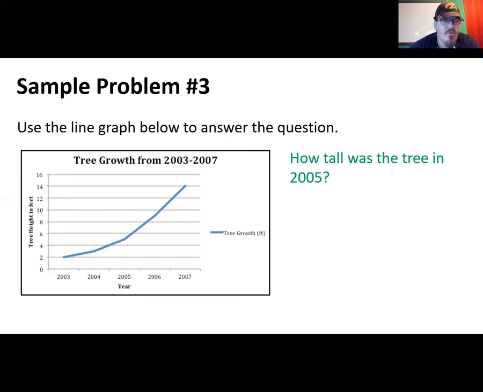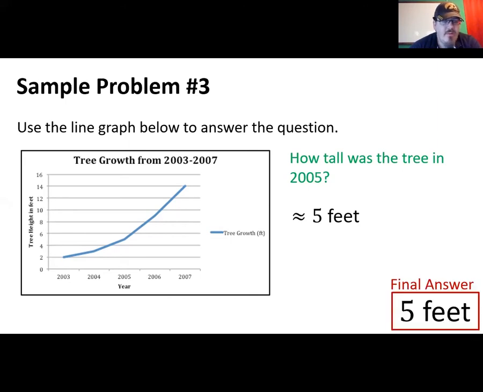So in this particular graph, we're talking about tree growth. So we're looking at how the tree is growing over time. So it's giving you across the bottom each year that the tree height was measured, and then the height is in feet along the vertical axis. So the first question that we have here asks, how tall was the tree in 2005? So again, you go to the correct year along the horizontal axis and then go up to that point on the graph, and it looks like it's about halfway between 4 and 6. So it looks like, based on the graph, that the tree was about 5 feet tall.